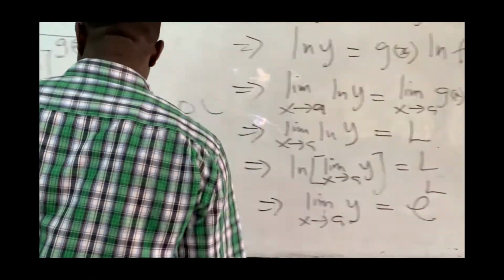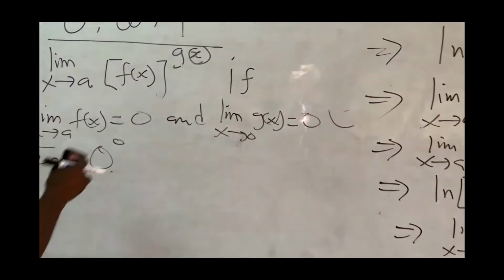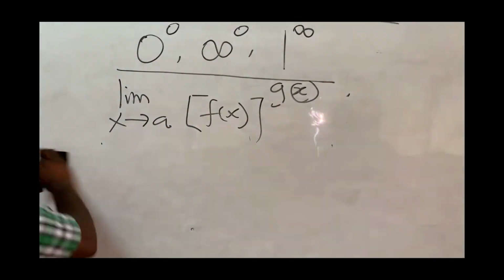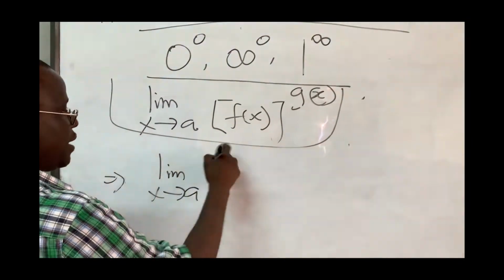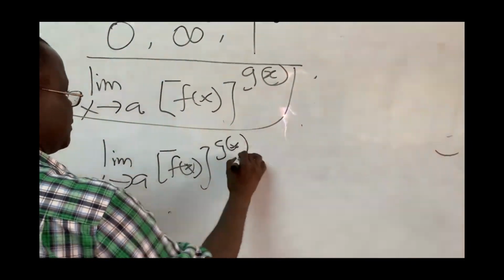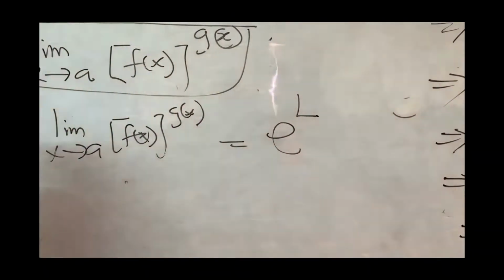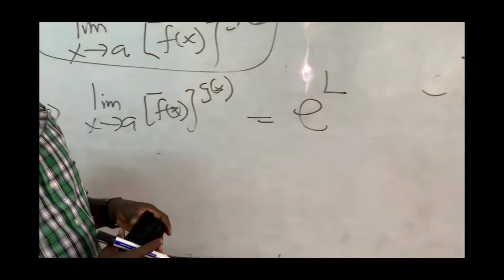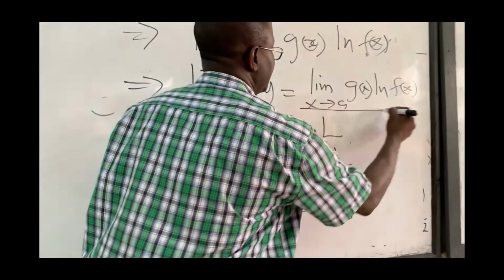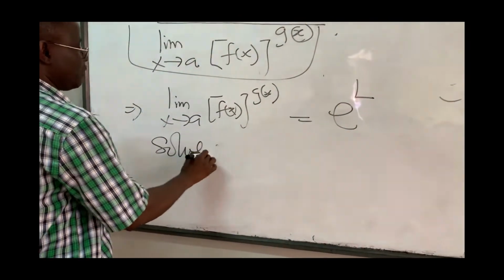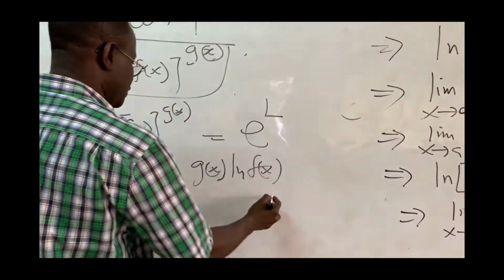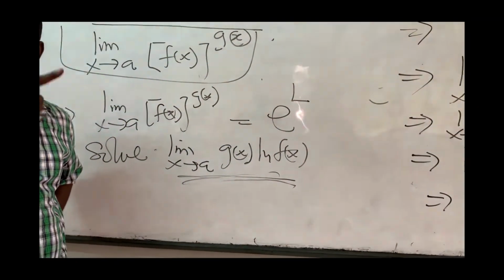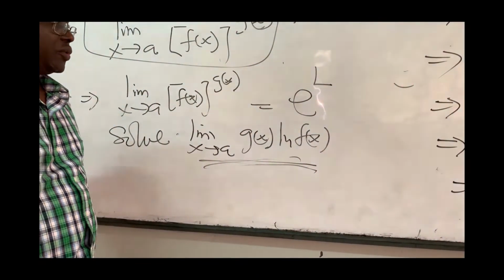Now remember that y is our original function that we had when we started. So the limit as x goes to a of y, where y is f of x raised to the g of x, is equal to e raised to the power L. Which means that to find the limit of these forms, the most important thing is how to find this. Once you get this, then you have a solution. So the main problem to solve is the limit as x goes to a of g of x ln f of x. Once you have this, you're basically there, because you have e raised to the power of that, and that will give you your limit.